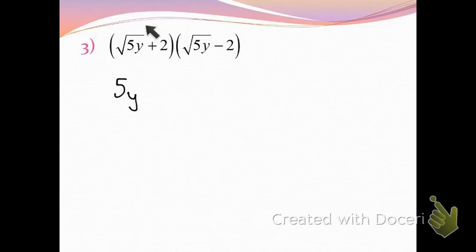Because in our head we should know, wait a minute, square root of 5 times square root of 5 is square root of 25. What's square root of 25? 5. And square root of y times square root of y is square root of y squared. What's the square root of y squared? Y. So the square root of something times the square root of the same thing is going to equal that something without the square root, okay? So we know our outer and inner cancel, and 2 times negative 2 is negative 4. There we are.